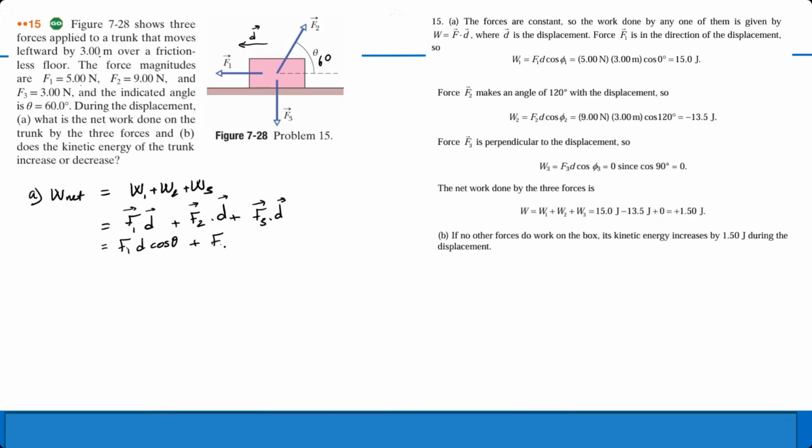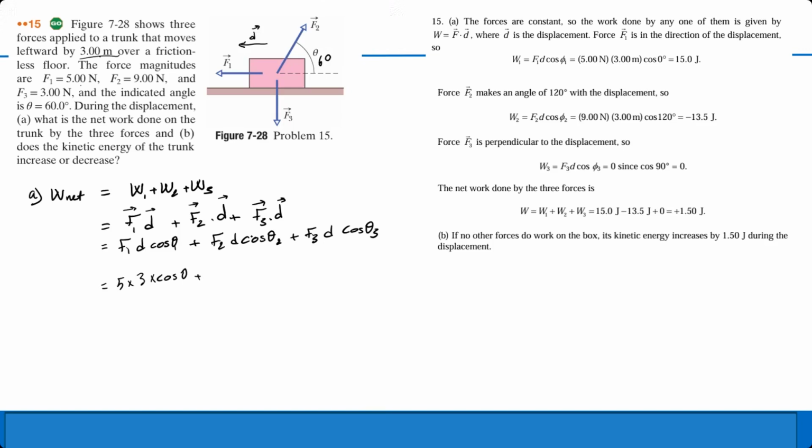For F2, it's going to be F2d cosine theta 2. Let's name this theta 1. Here I have F3d cosine theta 3. So in addition to knowing the forces and the displacement, I need to know the angle between these. As you can see, F1 is to the left and D is also to the left. So the angle between them is 0. So here I'm going to put F1D cosine 0. Now F1 is 5 newtons. I'll substitute that. And D is 3 meters. So I'll substitute that too.